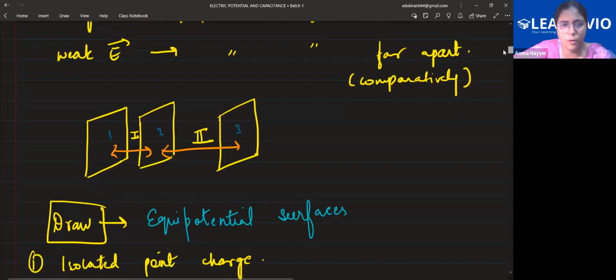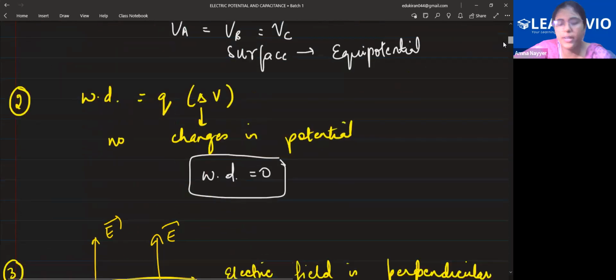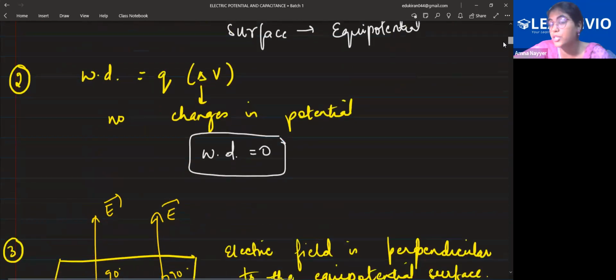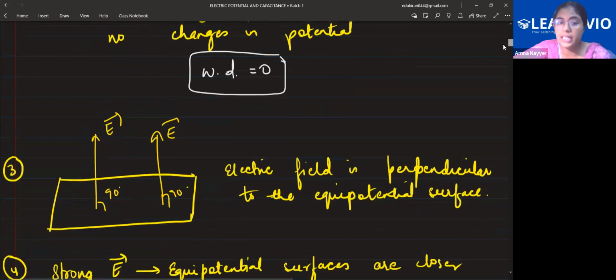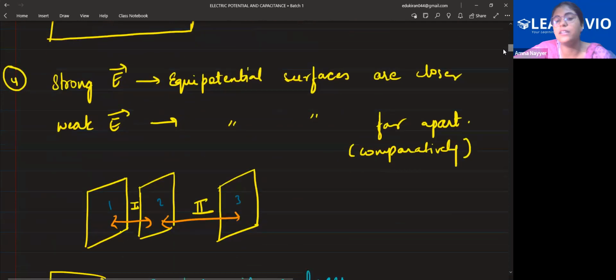So these are the properties. Firstly, potential is the same at every point. Second, work done will be zero because the potential is the same at every point. Third, electric field is drawn perpendicular to the equipotential surface. And fourth, closer equipotential surfaces represent a stronger electric field, and distant equipotential surfaces represent weaker electric fields.